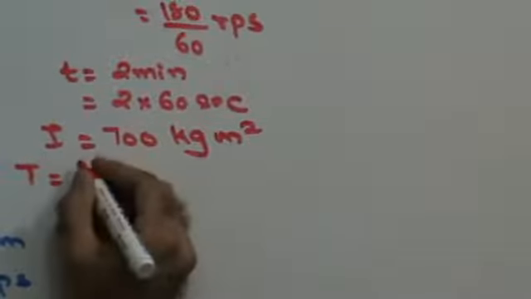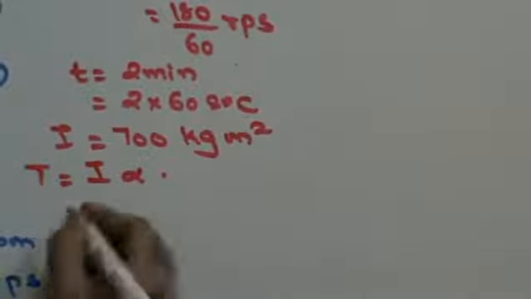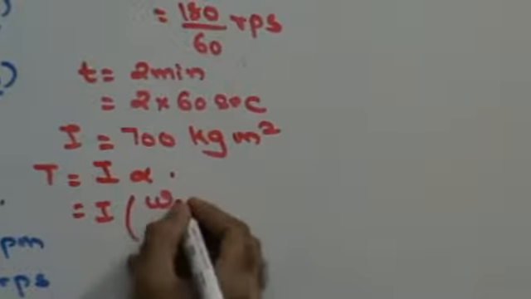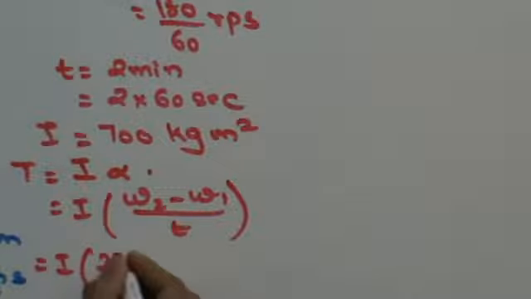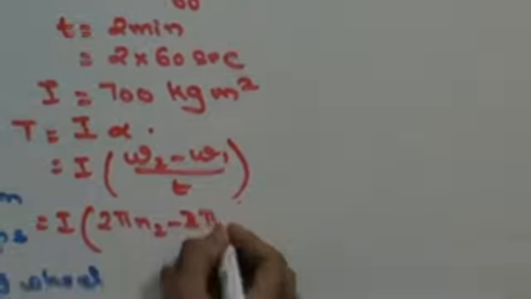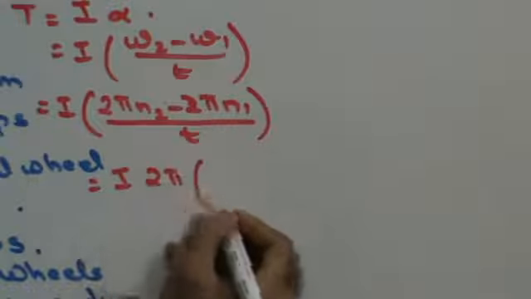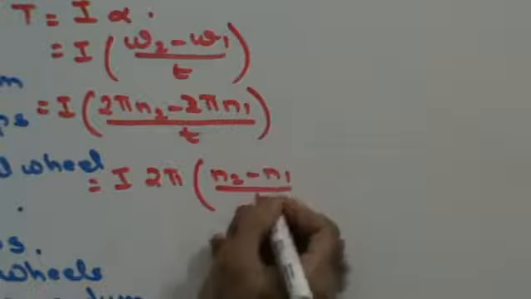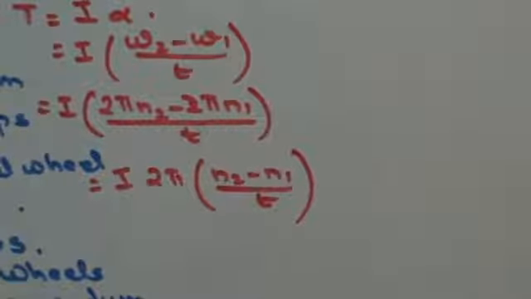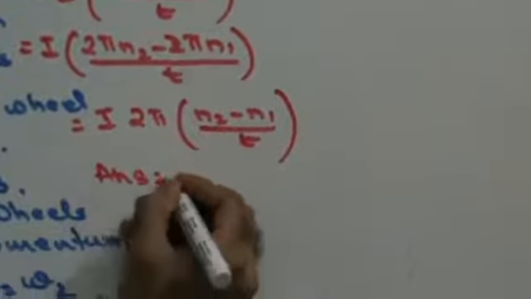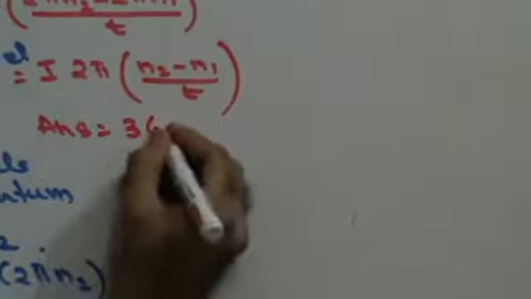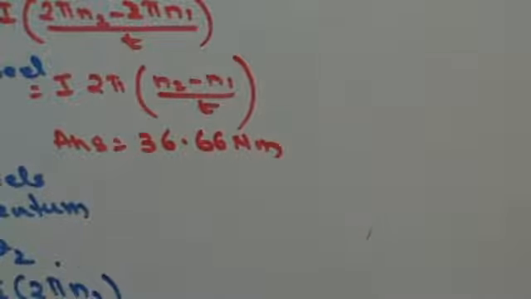Now, torque, we know, is nothing but I alpha. Alpha can be written as (omega 2 minus omega 1) upon T. Omega can be written as 2 pi n. So torque is I times (2 pi n2 minus 2 pi n1) upon T. Here I could take 2 pi common, so this is 2 pi I (n2 minus n1) upon T. I know I, n1, n2 and T, so I should be able to get the answer for this sum, which should be 36.66 Newton meter. Right, take the next one please.